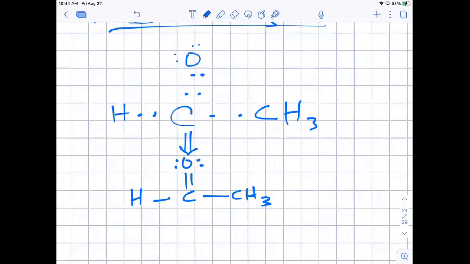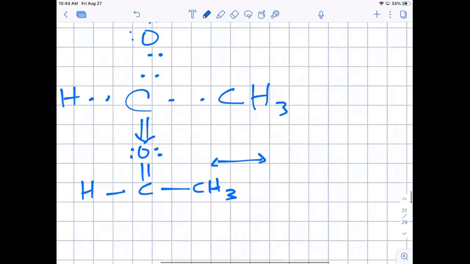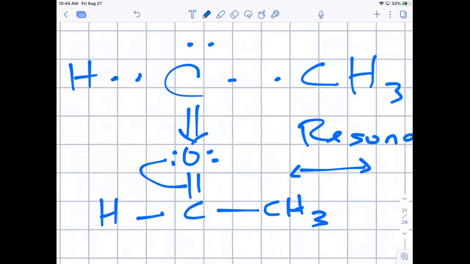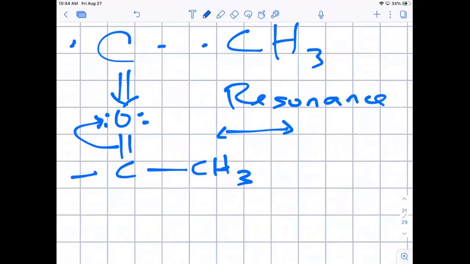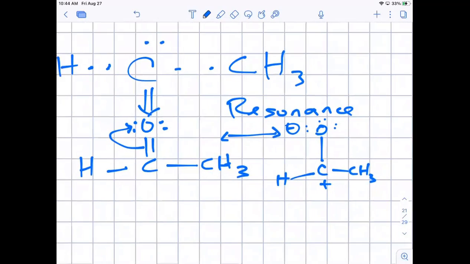But I can write another representation of this through what we call resonance. I could take that pair of electrons in that pi bond and shift it using a curved arrow up onto oxygen. So I can also write a form of this where oxygen has now 3 lone pairs and a minus charge, and then the carbon has a plus charge.